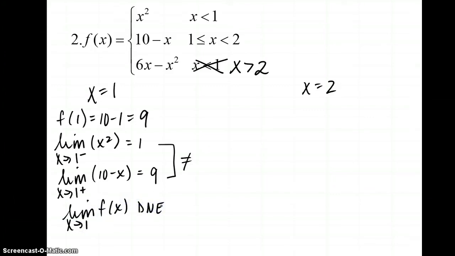If one of the conditions is not met, then at x is equal to 1, we have a discontinuity. Now to determine if it's removable or non-removable, we look specifically at the limit. Since the limit does not exist, it's a non-removable discontinuity.